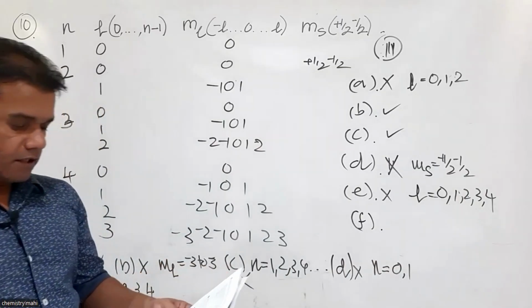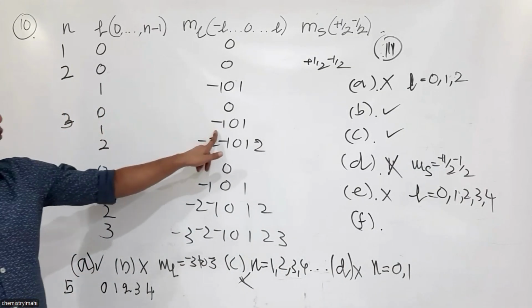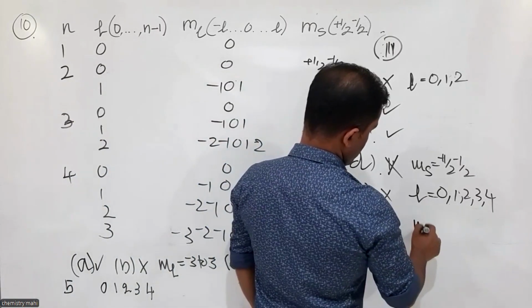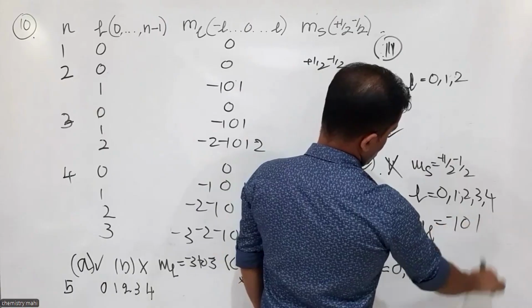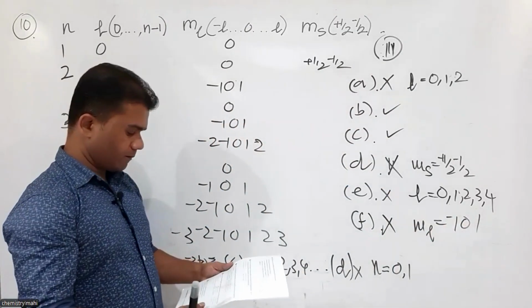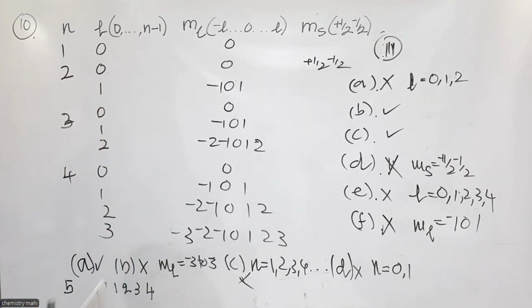Then 3, 1, 2 is not possible. It should be from minus 1 to plus 1, therefore that's wrong. ml can be minus 1, 0, 1 only. 3, 1, 2 is not possible, therefore F is wrong. So the 11th one, we can answer it in this manner.